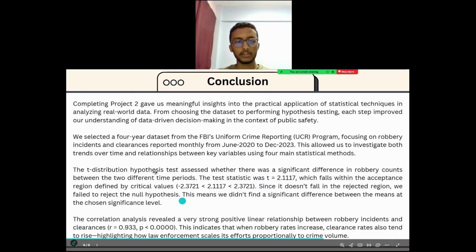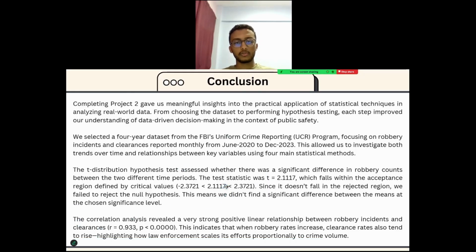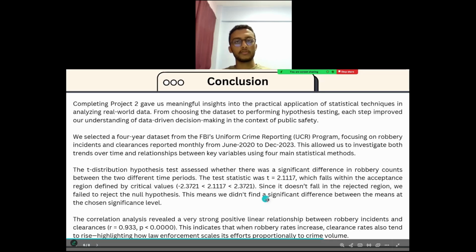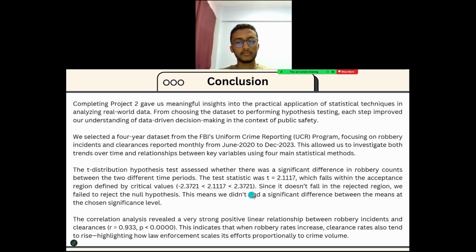For the correlation analysis, we wanted to check whether there was a strong linear relationship between robbery incidents and clearances. We found a very strong positive linear relationship between the two, which means that as the robbery counts increased, clearances increased also. This can show that police forces and law enforcement scale up their effort with the crime volume. If crime increases, clearances increase, and the opposite is also true.